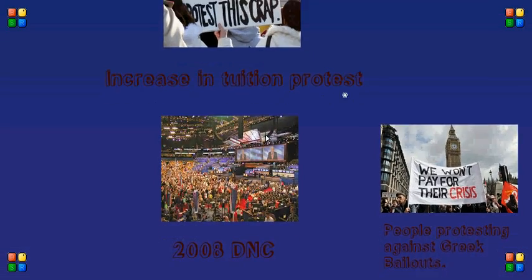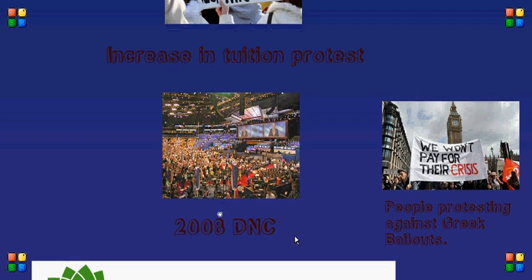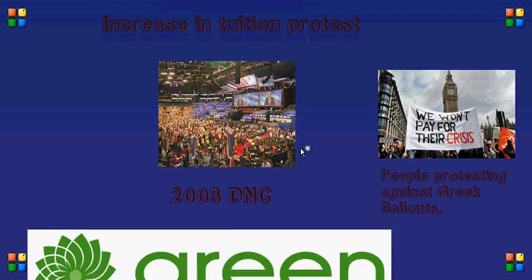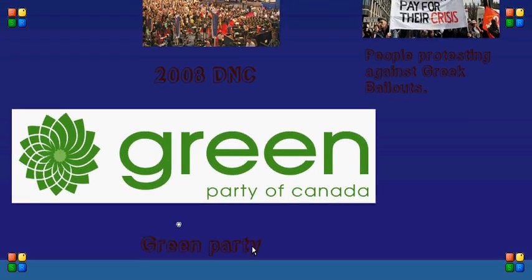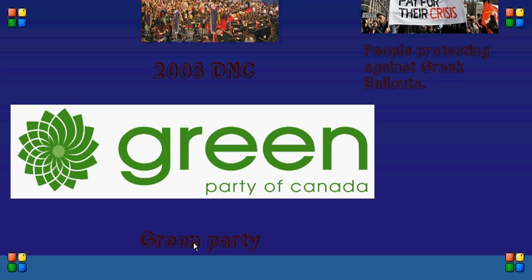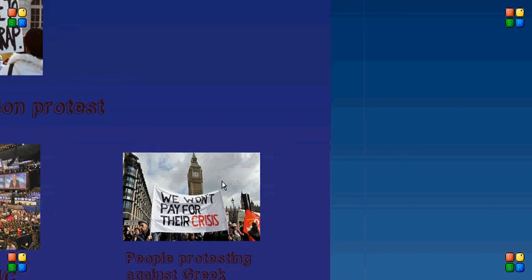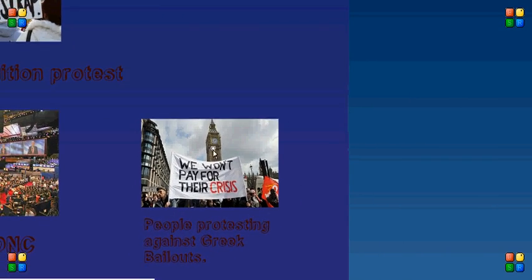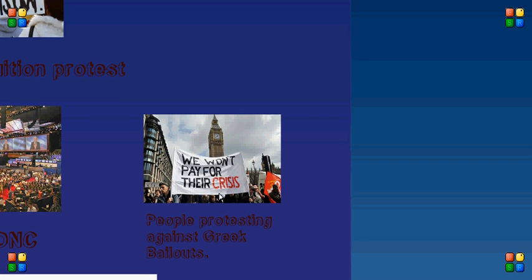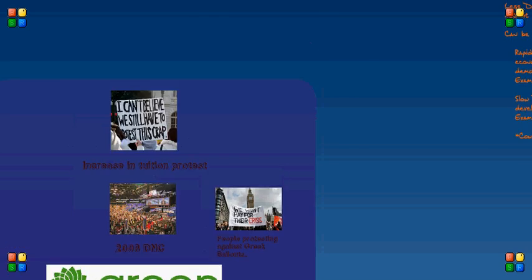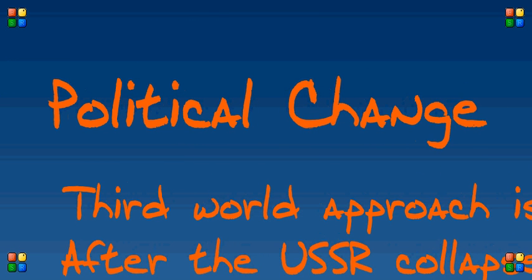We can also do that by forming parties, and here's the 2008 Democratic National Convention, and here is the logo of the Green Party of Canada. And here's another protest. There's Big Ben in the background, the United Kingdom protesting against the Greek bailouts. We'll analyze a bit more on Britain's role with the euro and all that.